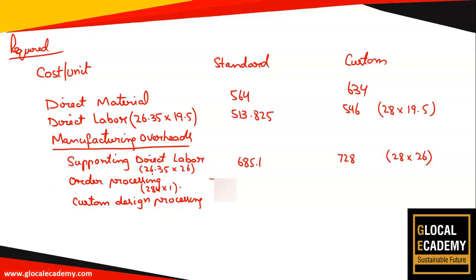Now here we need to divide this by 20 as well. The reason being, if we multiply 284 with 1, that will be the total order processing cost. Now we need to calculate per unit, so that's why we need to divide it by 20. So in that way this equals 14.2, and for custom we get 284 multiplied by 3. There are 3 orders for making all customs, and there are 3 units as well. So effectively this equals 284.